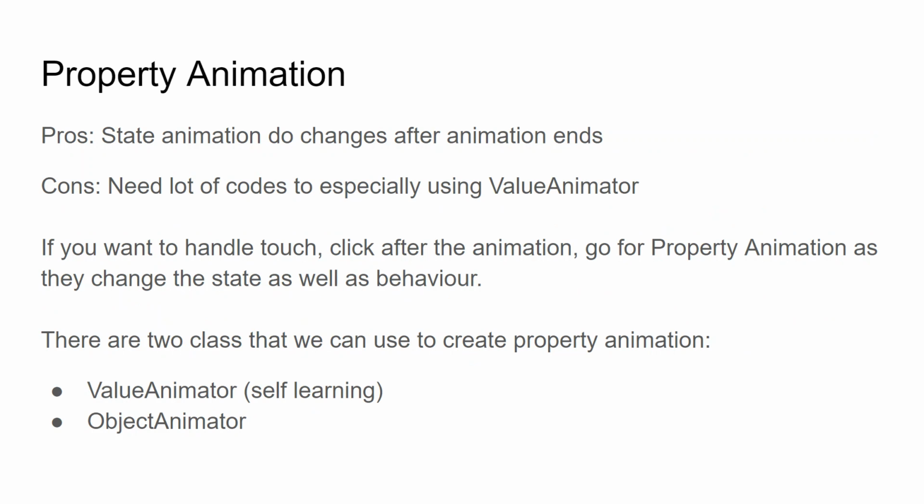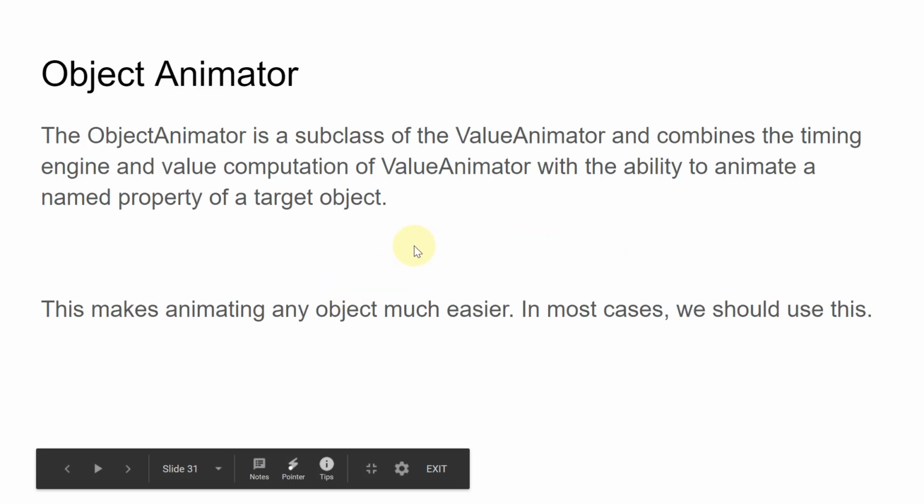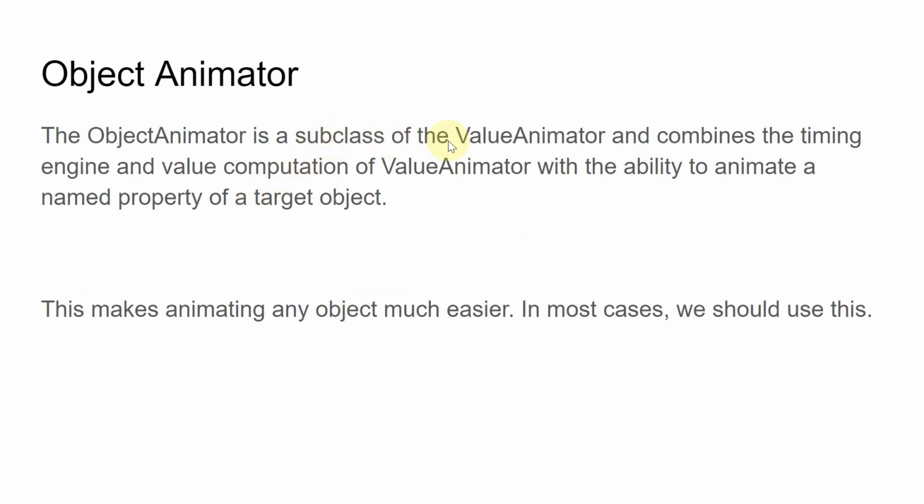There are two classes that we can use to create property animation. The first is value animator and the second is object animator. In this slide, I'm going to explain more about the object animator. The object animator is actually a subclass of the value animator, and it combines the timing engine and the value computations of the value animator with the ability to animate a named property of a target object. This makes animating any object much easier. In most cases, we should use this.